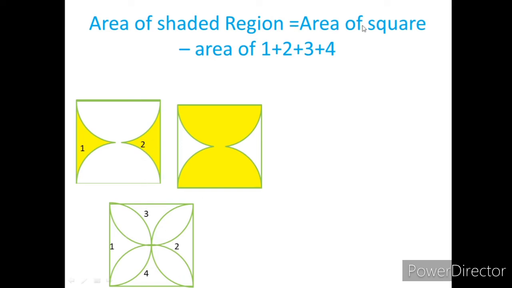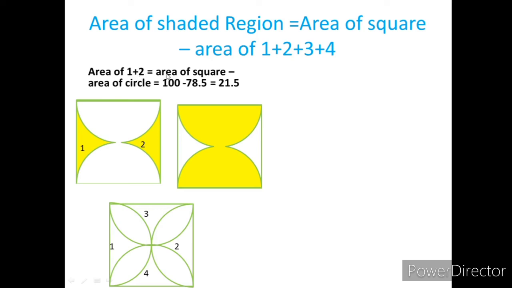Area of the square is clearly noted. Why? Because the area of the square is 100, the side of the square is 10, therefore the area of the square is 100. So you have to find the area of 1 plus 2 plus 3 plus 4. At first I would like to find the area of 1 plus 2. So how can I get this part 1 and part 2? What do I have to do? I have to just see like that.